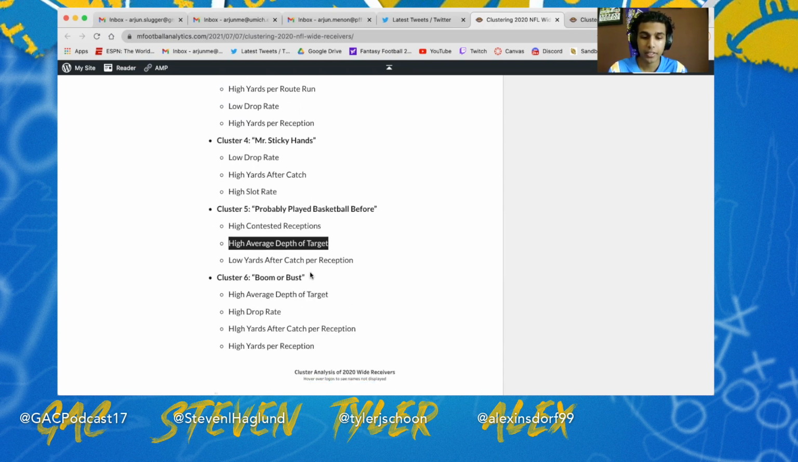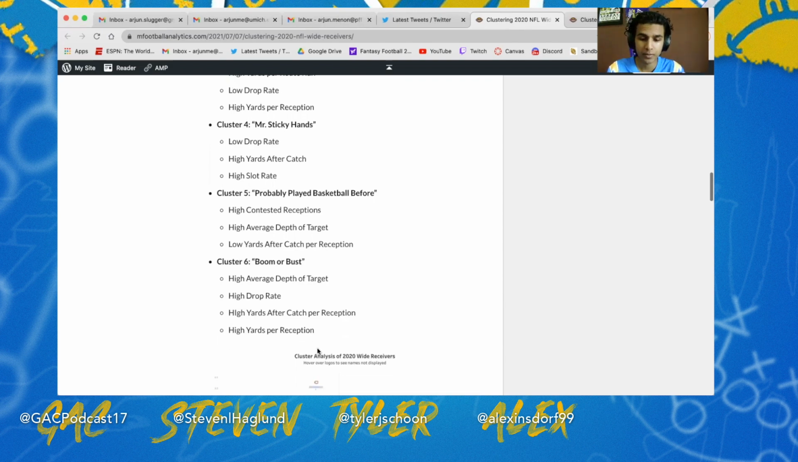And then cluster six are your boom or bust guys. High ADOT, high drop rate, so that's the bust part of it. And then high yards after catch and high yards per reception. So these are just your speed demons.